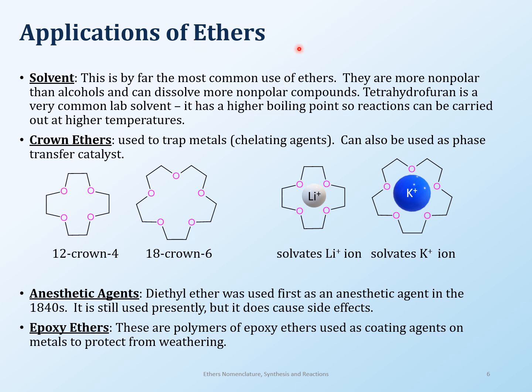Now ethers have a really good advantage for organic compounds because they have the slight polarity and they're also non-polar, so they can dissolve a lot of compounds. So they're really good. The only bad part about ethers as a solvent is that some of them can have low boiling points, so you can't do reactions at a high temperature. For that, tetrahydrofuran is a good one. Remember, that's the cyclic one. So tetrahydrofuran, THF, is a good solvent in the labs. Very common to have that as a solvent. The other application of ether is as crown ethers.